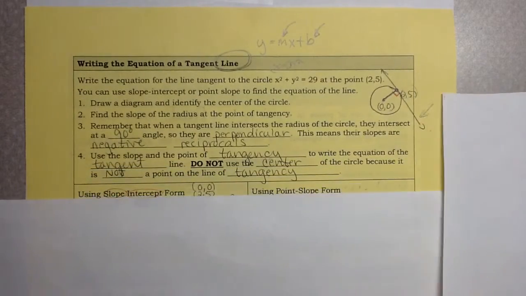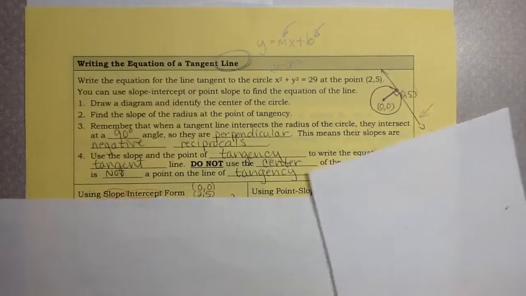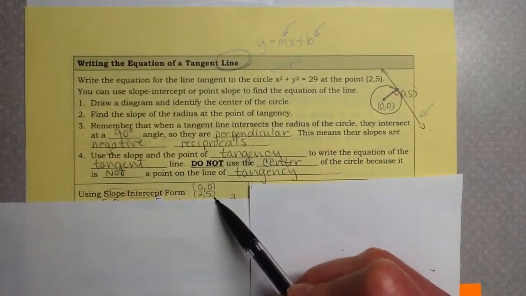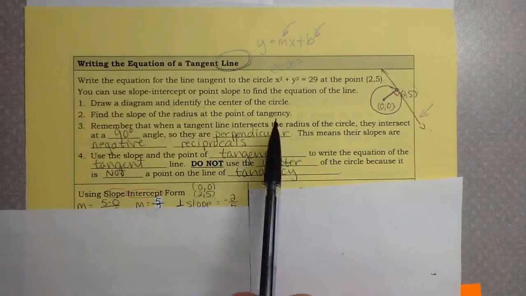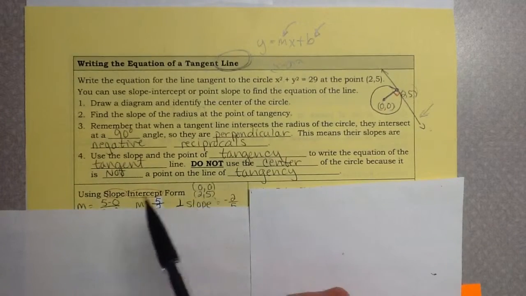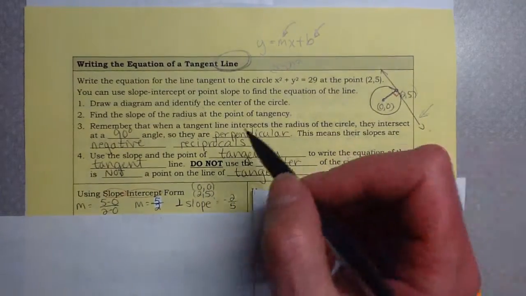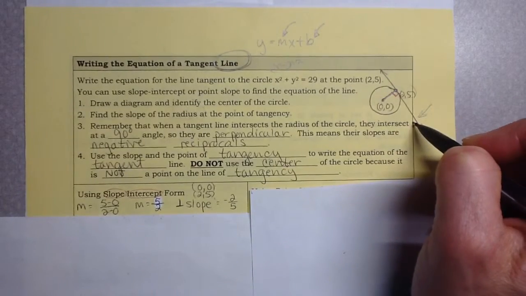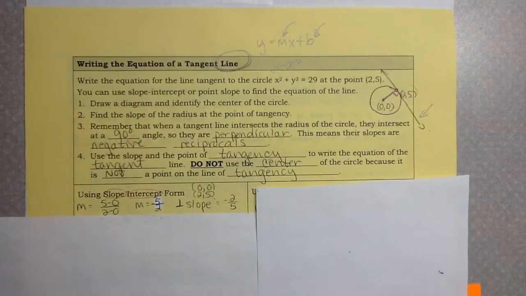Okay, so you can use slope-intercept or you can use point-slope, and I don't care which form you use. We're going to use the slope-intercept form first here. I have 2 points. I need to find the slope. So we want to find the slope of the radius at the point of tangency. So we have (0, 0) and (2, 5). So I'm going to take 5 minus 0. Y's are in the numerator, x's are in the denominator. So our slope is 5/2 for this radius, but we want the slope of the tangent line, so we have to take the negative reciprocal. We want the perpendicular slope, which is negative 2/5.